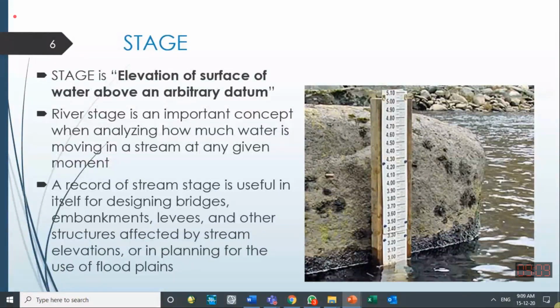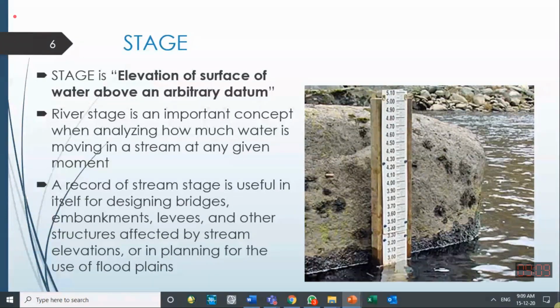So talking about important features of a good stream gauging station. Now we should move towards a parameter which we want to measure. The first parameter which we are interested in is stage.